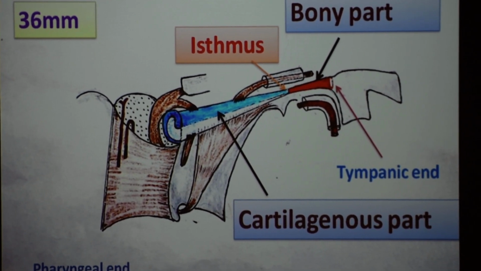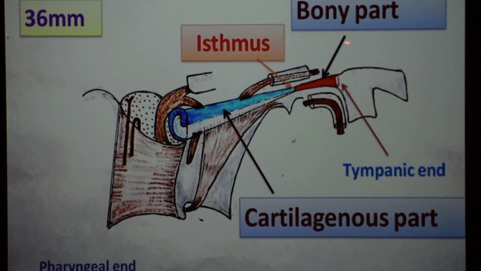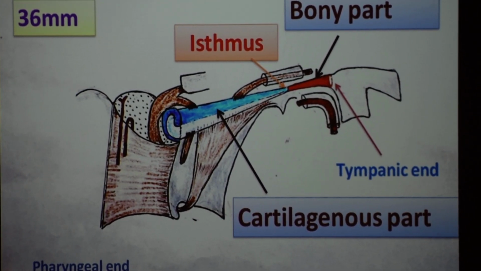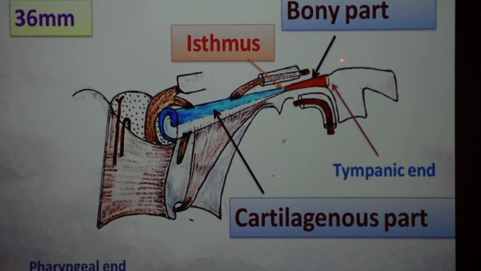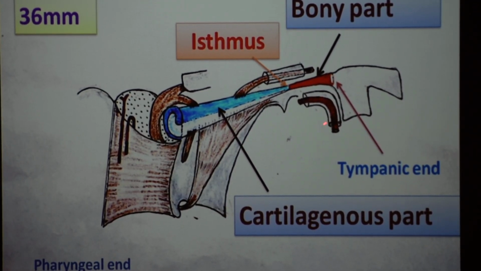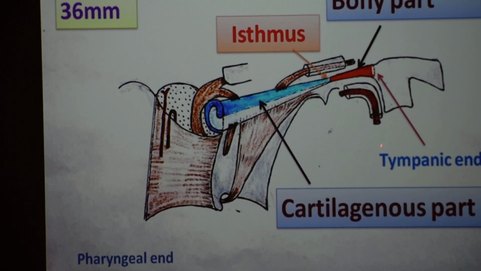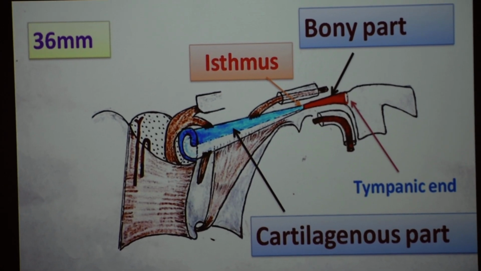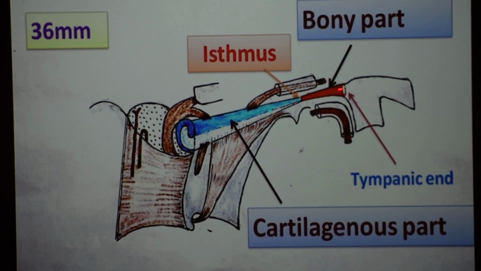Now we discuss the bony part and cartilaginous part in detail. Now the bony part lies between the squamous part and tympanic part of the temporal bone, and above there is a bony partition through which the tensor tympani muscle passes, and below and medially there is the carotid canal, through which the internal carotid artery and the venous and nerve plexus around the internal carotid artery pass. So that portion is 12 millimeter in length.